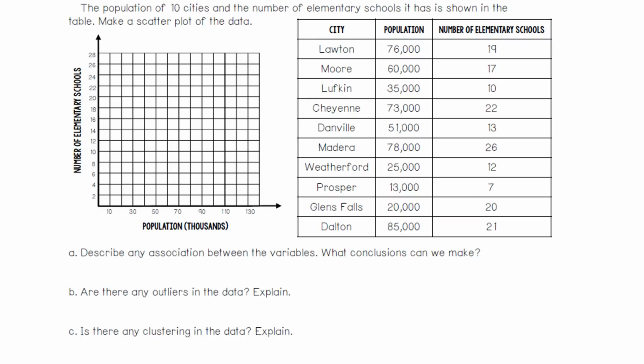For this problem, it says the population of 10 cities and the number of elementary schools is shown in the table. So we're going to make the scatter plot from the data. And then we'll answer questions A, B, and C. So for the first city, Lawton, we have a population of 76,000, and we have 19 elementary schools. For Moore City, we have 60,000 people and 17 elementary schools.